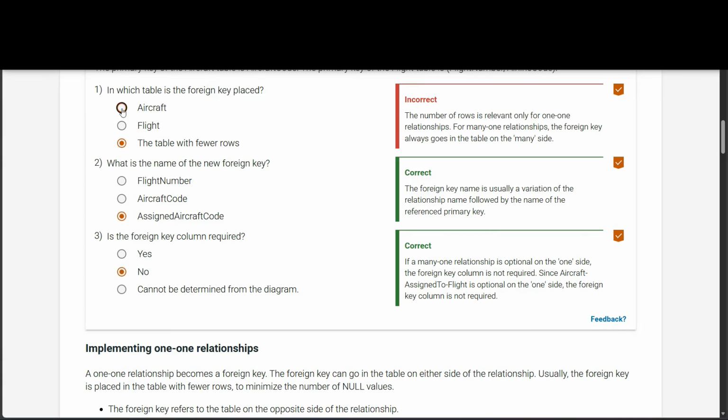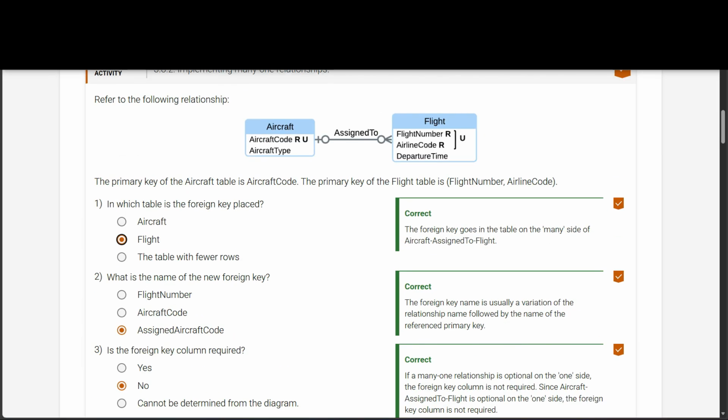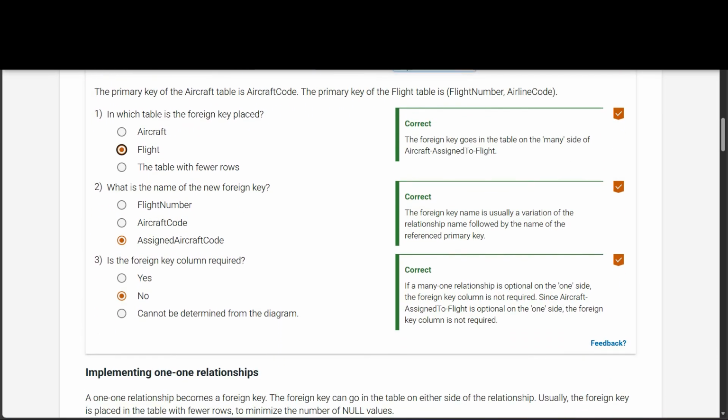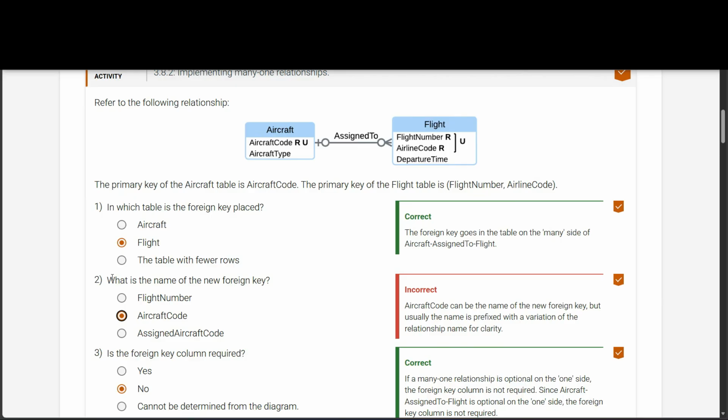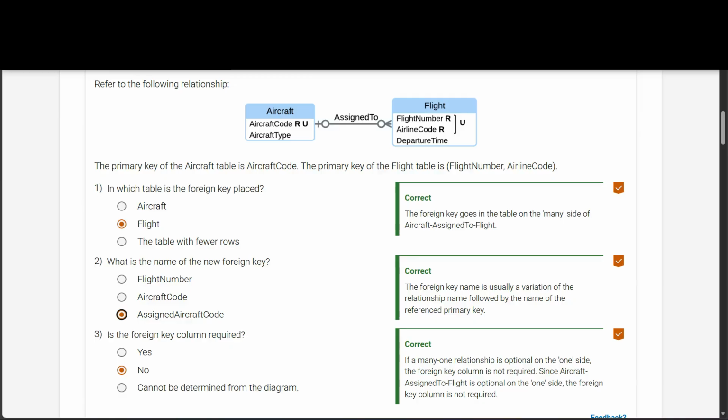So in this case, we remain with the flight, where it's placed in the flight table. Okay, what is the name of the foreign key? We said it is assigned aircraft code. So it is not aircraft, it is not flight number, so it is aircraft code.